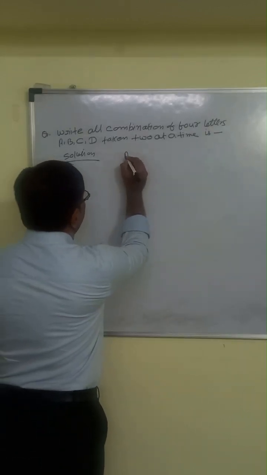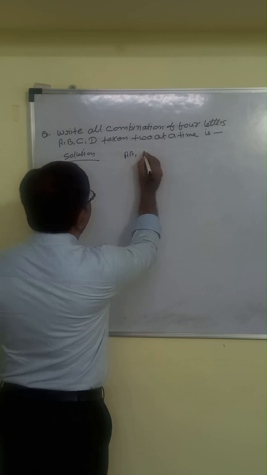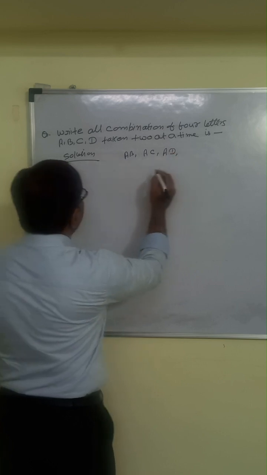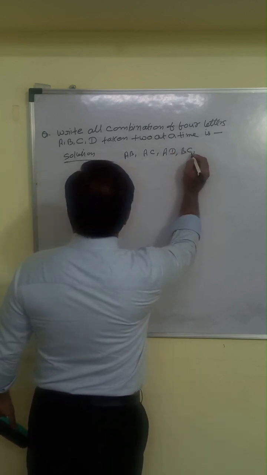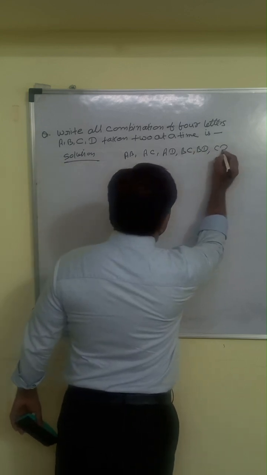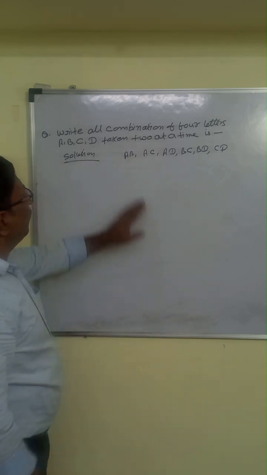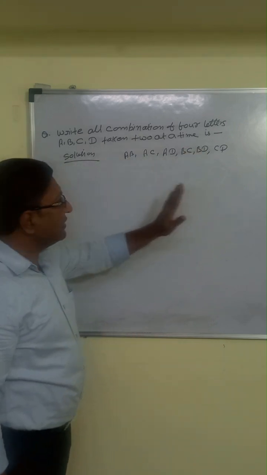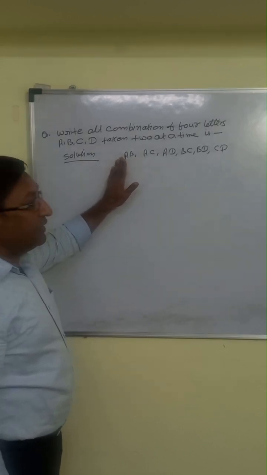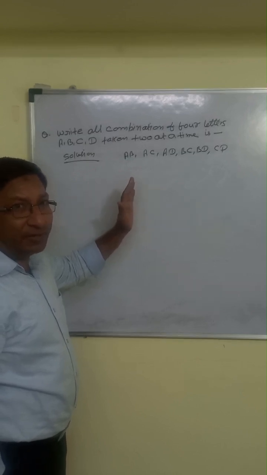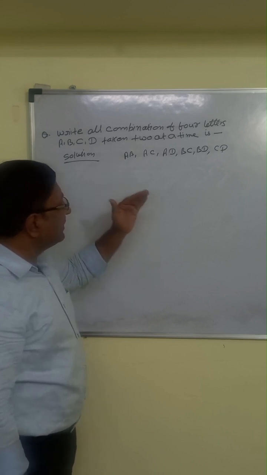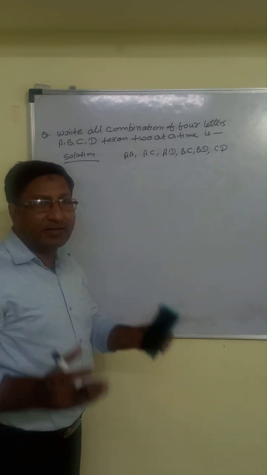So what is the first combination? That is AB, then AC, and then AD. Again taking B, we get BC and then BD. And then taking C, that is CD. So 1, 2, 3, 4, 5, 6 combinations are possible, because AB cannot be written as BA. AB and BA are the same combination. In permutation we can write AB or BA. So the right answer is AB, AC, AD, BC, BD and CD.